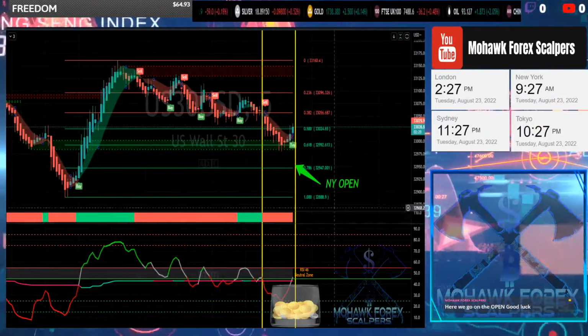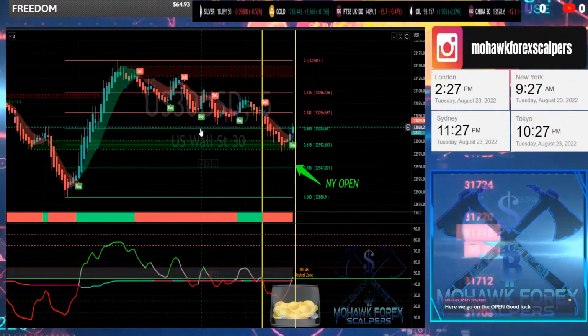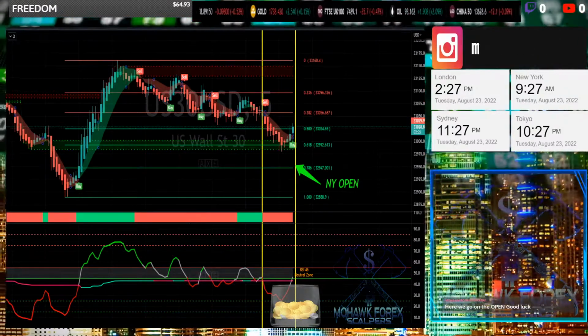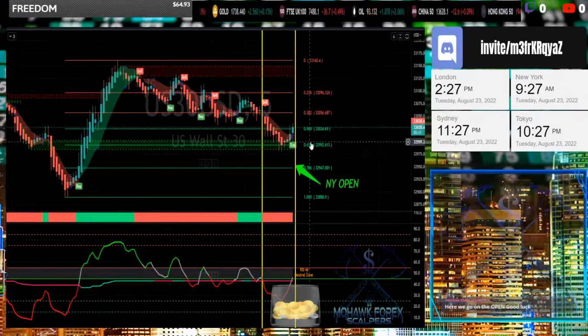That's why I'm looking more for the shorts. But I will take the buys if everything syncs. But obviously I'm just going to flash in and out and get profit. I don't really want to hold too long. So we've got 2 minutes 18 to go.